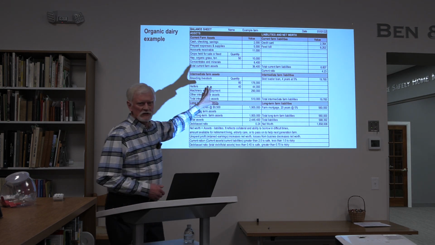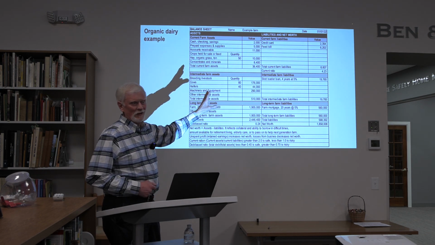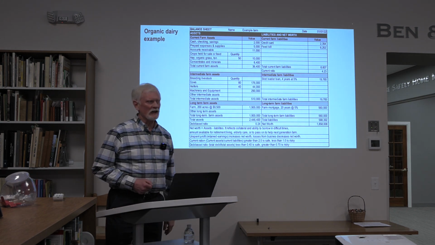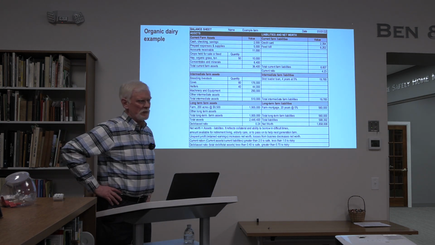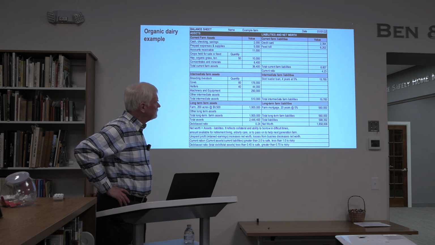Now, any other questions about assets? I'm actually moving pretty slow here because I got a lot to get through tonight. Liabilities, current liabilities: debts you've got to pay off this year. Credit card, feed bill.